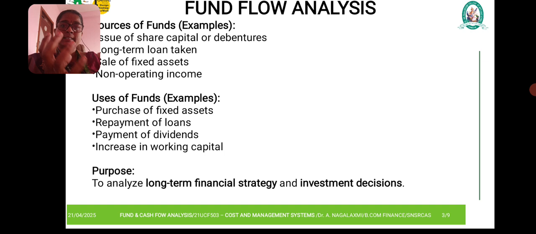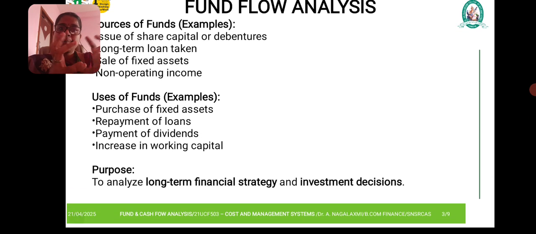So the amount, that is the fund sourced, will be utilized for some purpose. What are those purposes? Purchase of fixed assets, repayment of loan, payment of dividends, increase in working capital. So these are the uses of funds. So what is the purpose to prepare fund flow analysis? To analyze long-term financial strategy and investment decisions. With the help of this fund flow analysis, the management will analyze the long-term financial strategy, and they will come to an investment decision.